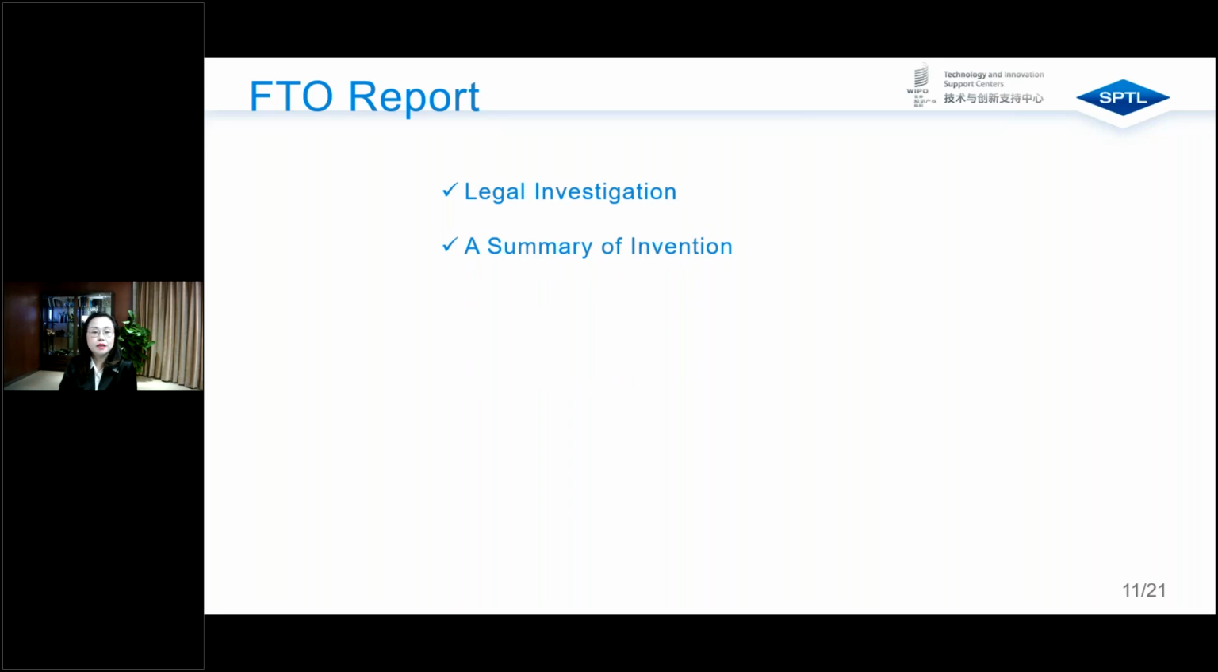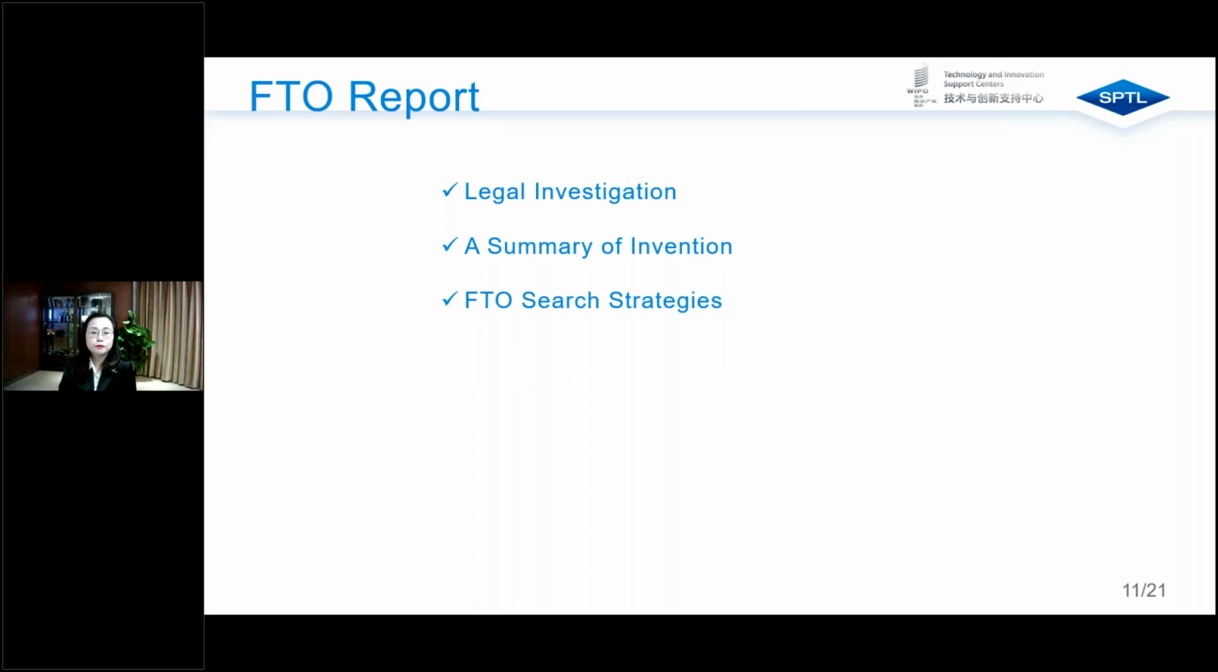And in the summary of the invention, this part provides a brief summary of the invention. It includes the essential features, the technical information used for the FTO search, how to use the products, which country or countries the product will enter, and the time frame of each country, and so on.